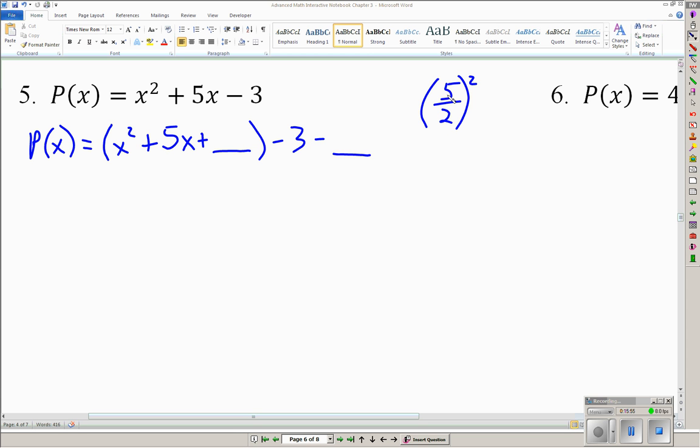That's a fraction squared. Square the top, square the bottom. 5 squared is 25, and 2 squared is 4. So we got a 25 fourths. That's the number that completes the square. Now let's factor.